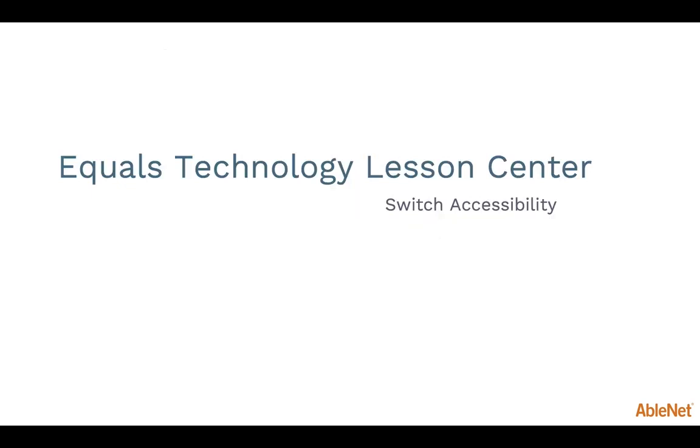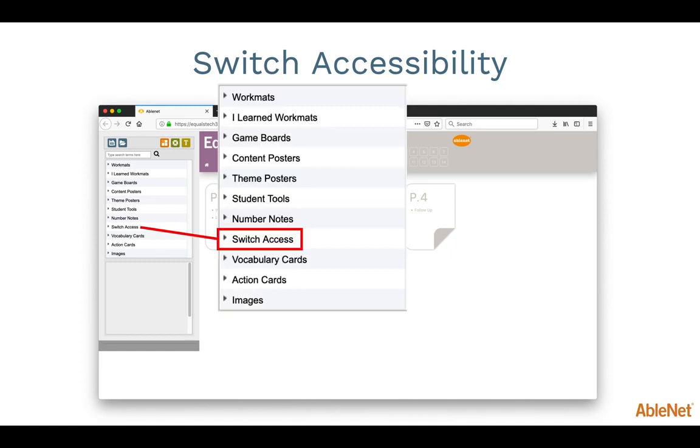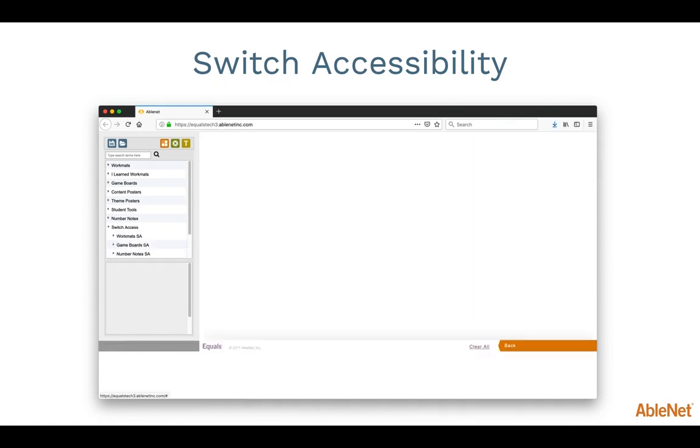If you have students that require a switch to access the computer, the Equals Technology Lesson Center has built-in switch accessibility. Looking again at the folders located along the left-hand side, there is a folder that's labeled Switch Access. These work mats and game boards have been formatted to be supported by switch use. Using a computer switch interface plugged into a USB port, you can set up a switch-accessible work mat or game board with images. Now the student can place images on the work mat or move the game pieces around the board.